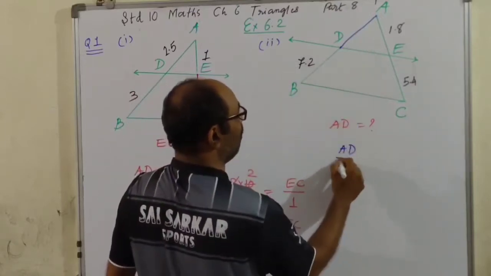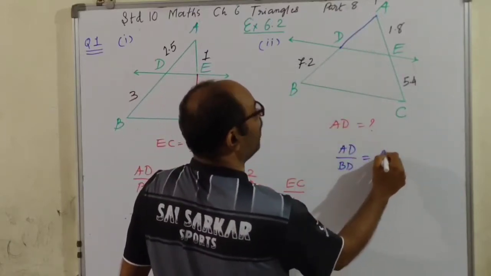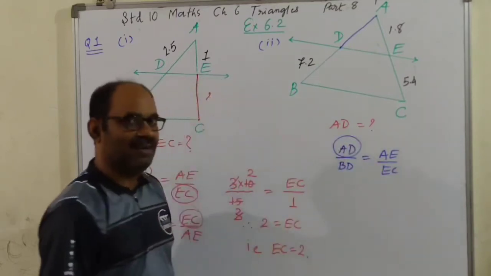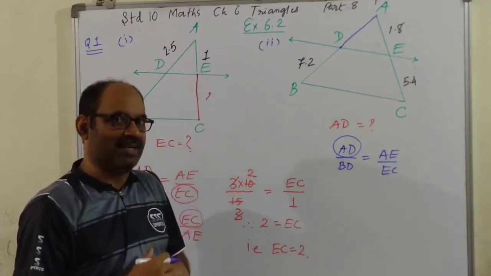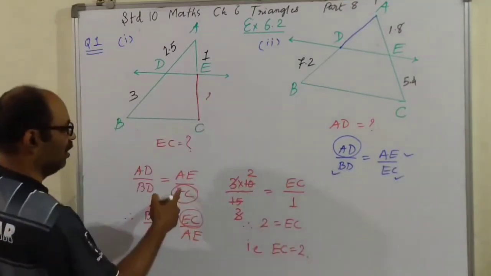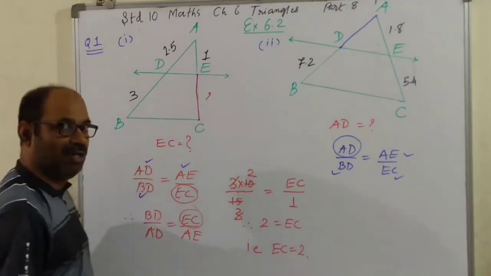So AD upon BD is equal to AE upon EC. This is what we have to find. It is in the numerator itself, so there is no need to invert. And the rest three values are known here also. Apart from this, three values were known.